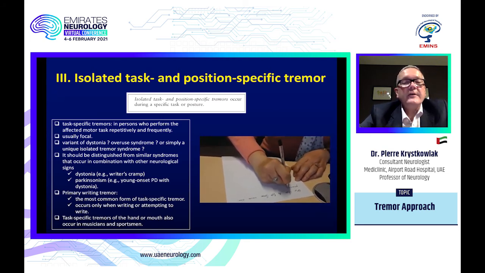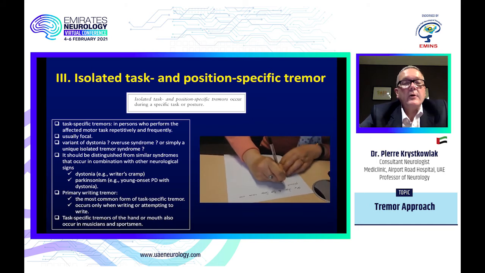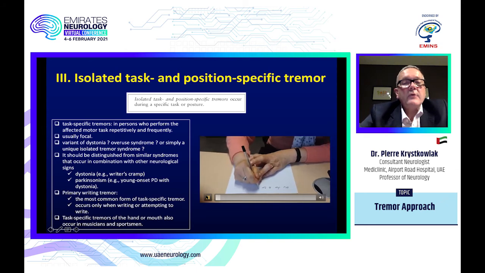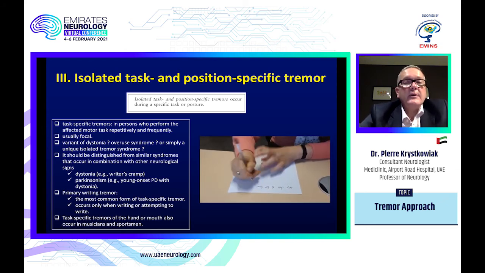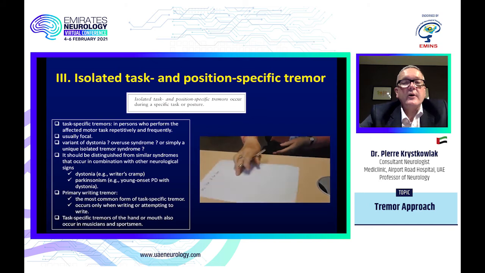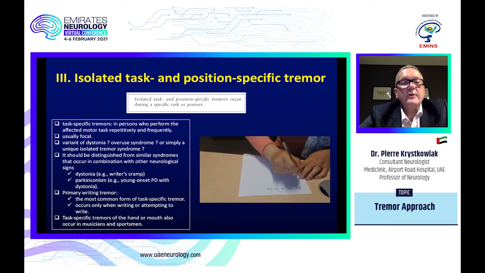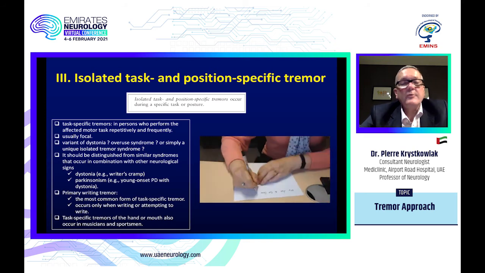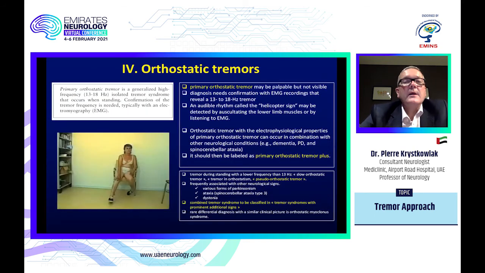And here you can see a video of primary writing tremor, the most common form of task-specific tremor, that occurs only when writing or attempting to write, before writing, when the patient holds the pen. So you have also task-specific tremors of the hand or mouth that can occur in musicians and sportsmen.